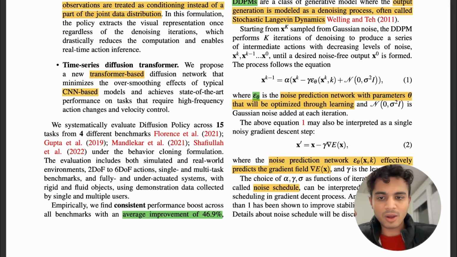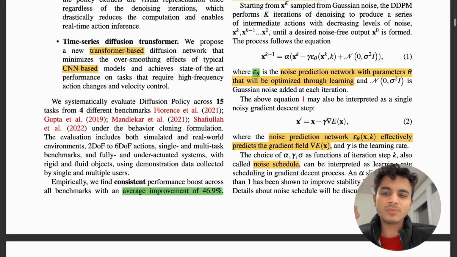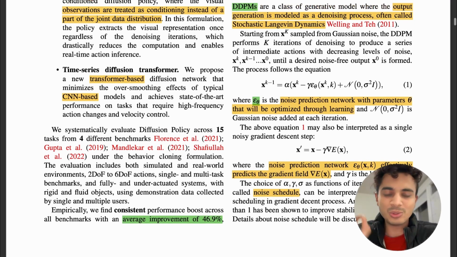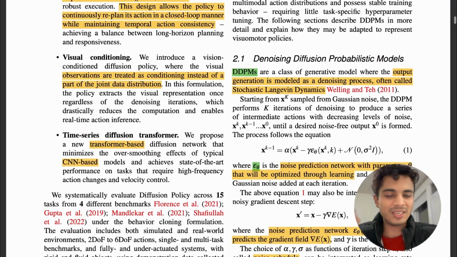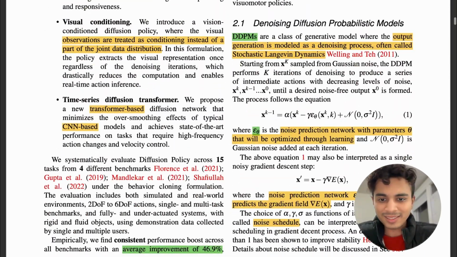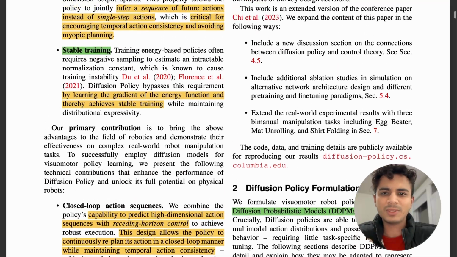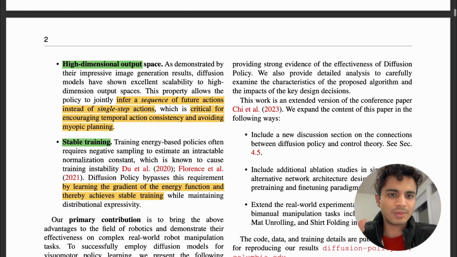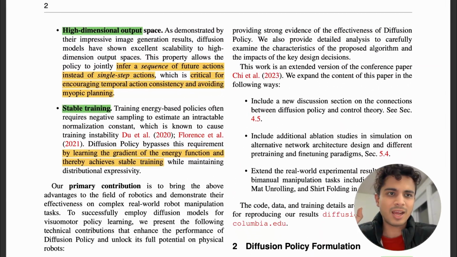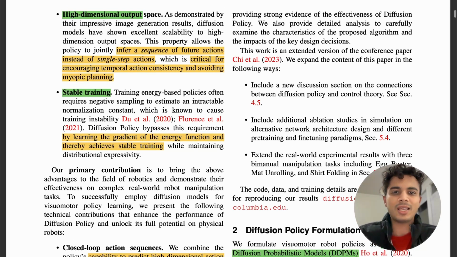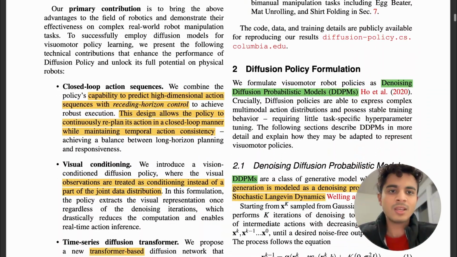Now, what they have found is consistent performance boost across all benchmarks with an average improvement of 46.9%, which is huge, which is extremely huge. And this is, I think, compared to the state of the art at that time. And this is basically a March 2024 paper. It's hardly a year old. And that's amazing.